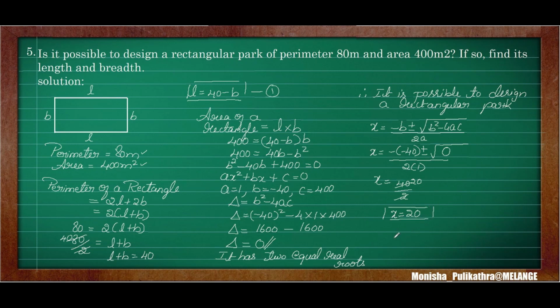Therefore, breadth b is equal to 20 meter. Length is given in equation 1, that is 40 minus b, that is 40 minus 20, which is equal to 20 meter.